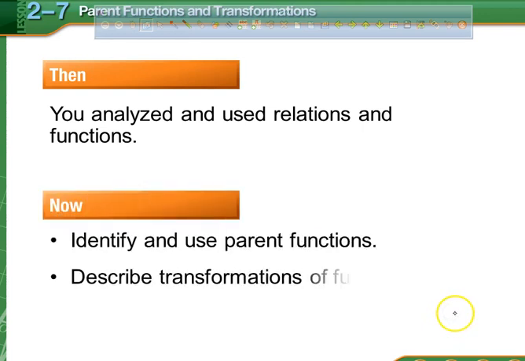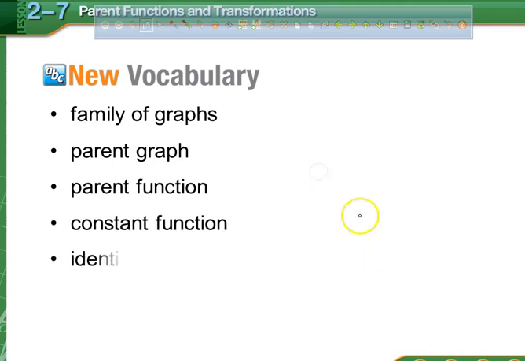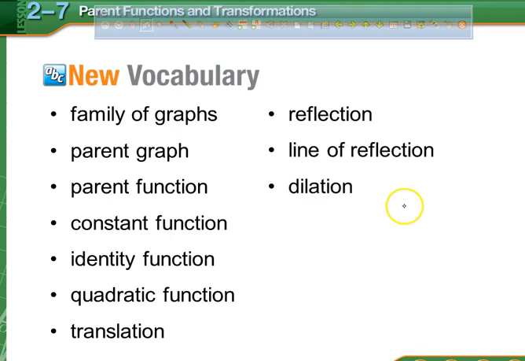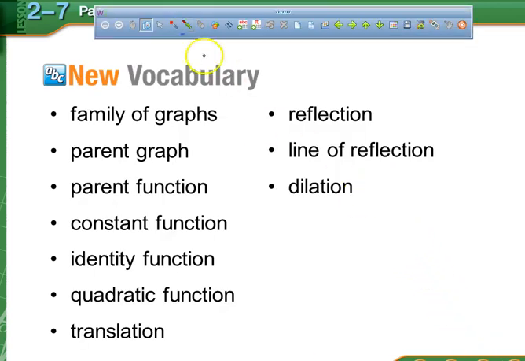All right. So here's all the different things you need to know. Here's your new vocabulary. Family of graphs. By the way, the family of graphs are your quadratic, your linear, your constant, all that stuff. Okay? You have this on your paper. If you look on your paper, you have all these vocabulary words. Oh, let me go back. Let's go back real quick.